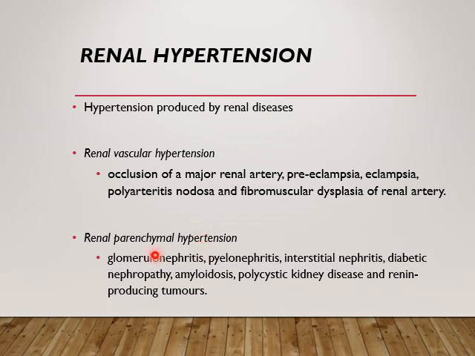Other causes are renal parenchymal disorders. These are the few causes explained in the previous classes, like glomerulonephritis, pyelonephritis, interstitial nephritis, diabetic nephropathy, and even some renin producing tumors. As already told, renin plays a very important role in the mechanism of elevating blood pressure. So any tumors which produce renin are also involved in causing renal hypertension.